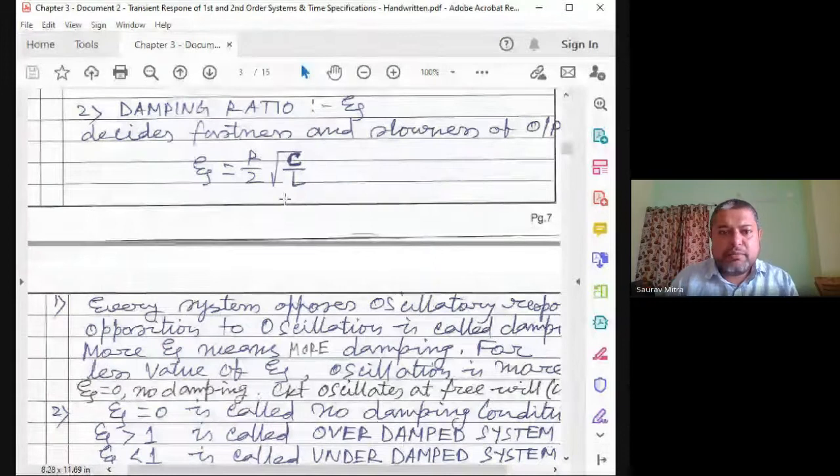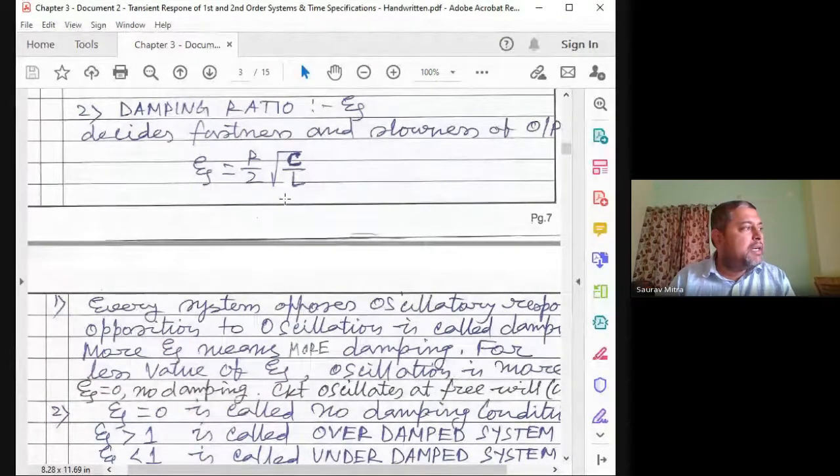More is the zeta, more is the stability. And more is the zeta, less will be oscillation. So that is another thing. Output oscillation will reduce if you are increasing the value of zeta. We will see here today that if you are keeping zeta equal to 0, there are four cases.